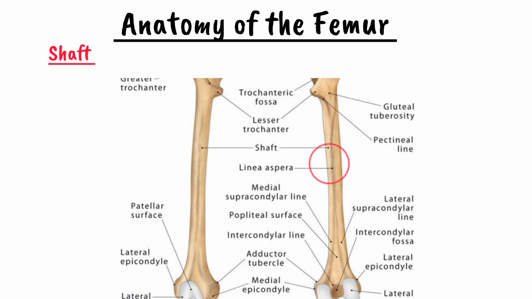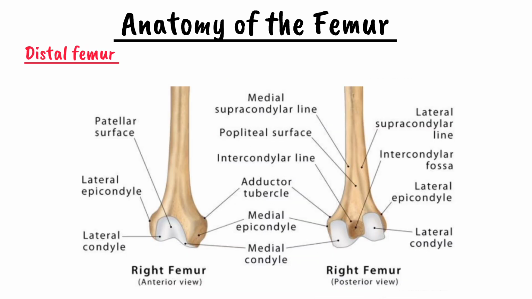Now let's talk about the distal femur. The distal end of the femur features the medial and the lateral condyle, and this articulates with the tibia and the patella, forming the knee joint. It also has the medial and the lateral epicondyle and the intercondylar fossa. Let's start with the medial and lateral condyles.